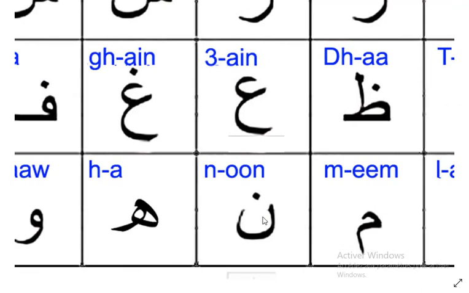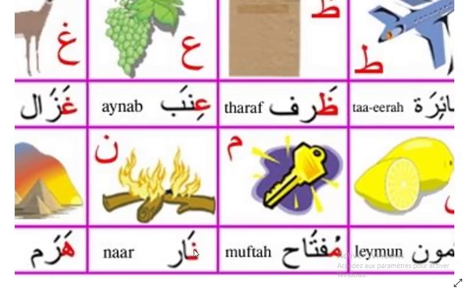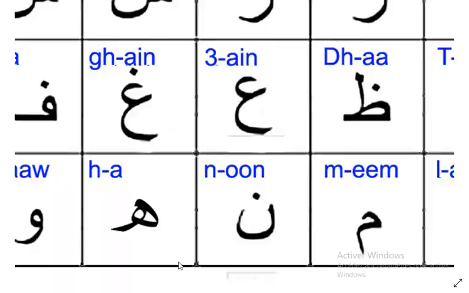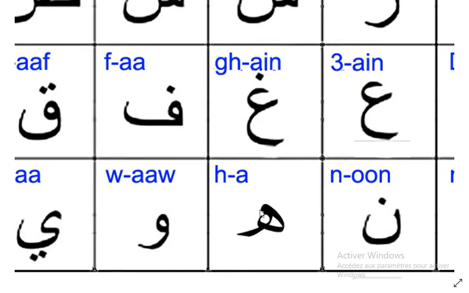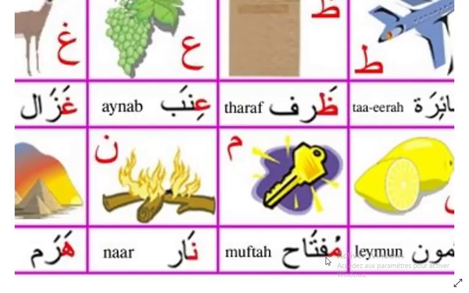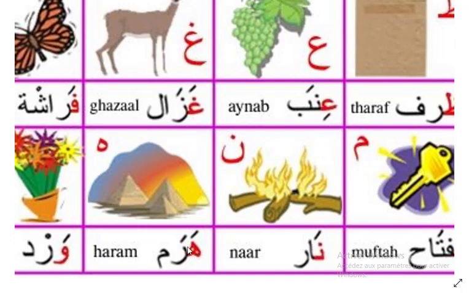The next one is noon. The sound is n, just like the letter n. For example, nar, which means fire. The next one is ha. The sound is h, just like the letter h, like hi or hello. Haram, which means pyramid.